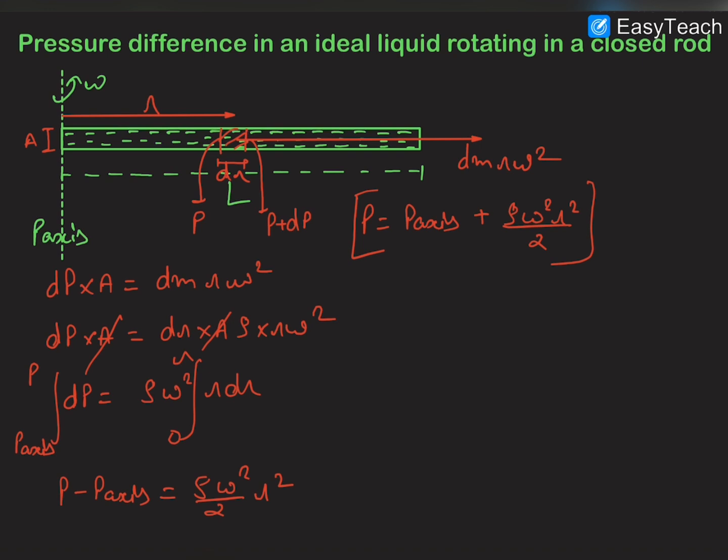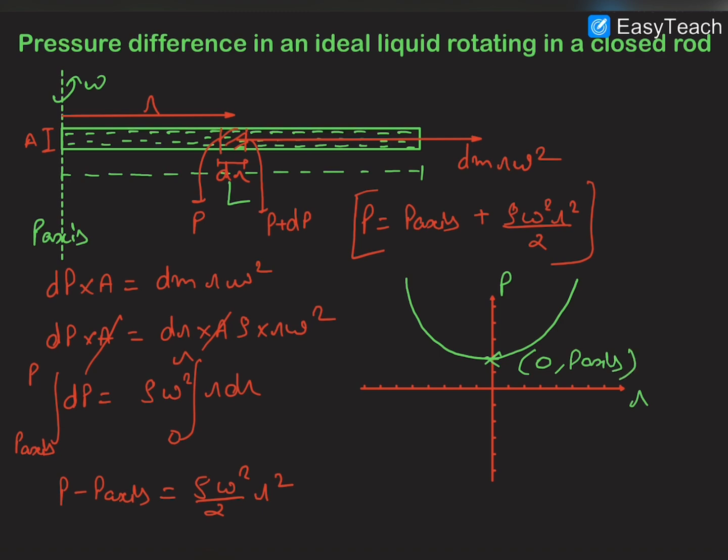So if we draw the graph of the pressure, let us first of all draw the axis. So this is the axis, and if we draw the graph of the pressure, then we can see that this pressure is a function of R square. So this will be a parabola opening in the upward direction, and the base of the parabola will be at this point, which would have the coordinates 0, P axis. This will be the graph of pressure with the distance r.